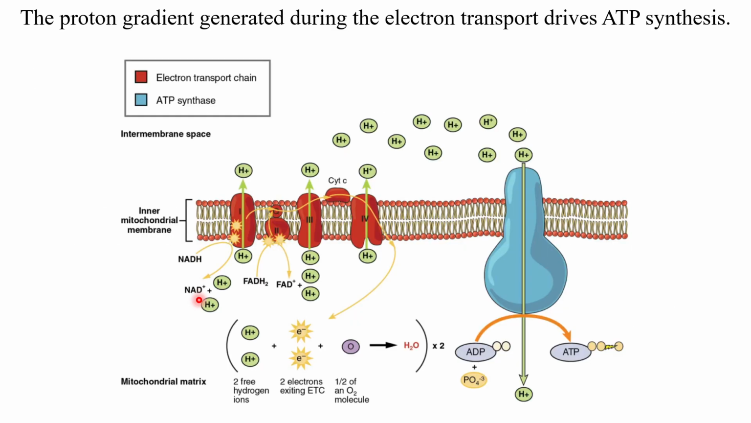Again, this figure you can see, it's a very clear figure. I think it's very clear how the electrons are flowing and how the protons are moving and how the protons are again coming back and in turn generating the energy for ATP synthase to synthesize ATP.